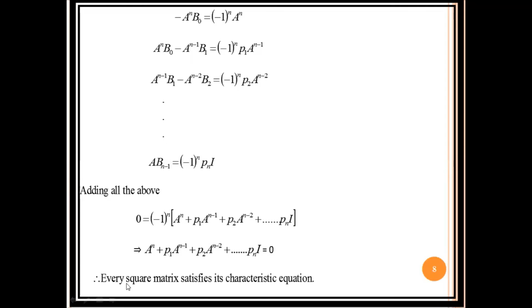This equation is nothing but: every square matrix satisfies its characteristic equation. This is the characteristic equation, where in place of lambda we got A, so it is satisfied by A. This is the Cayley-Hamilton theorem on matrices.